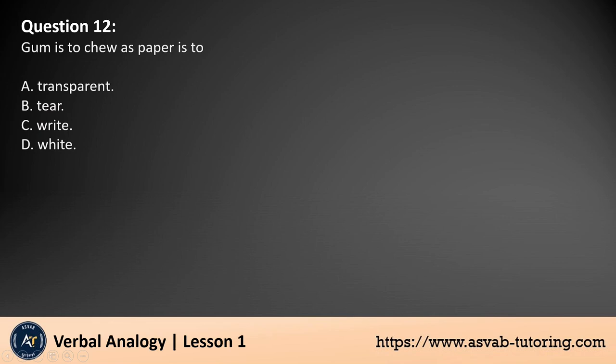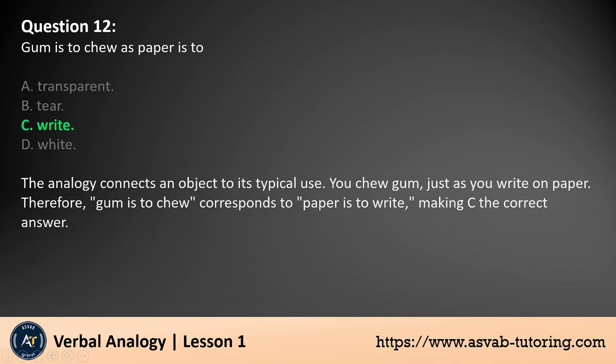Question 12. Gum is to chew as paper is to: A. Transparent, B. Tear, C. Write, D. White. The answer is C. The analogy connects an object to its typical use. You chew gum, just as you write on paper. Therefore, gum is to chew corresponds to paper is to write, making C the correct answer.